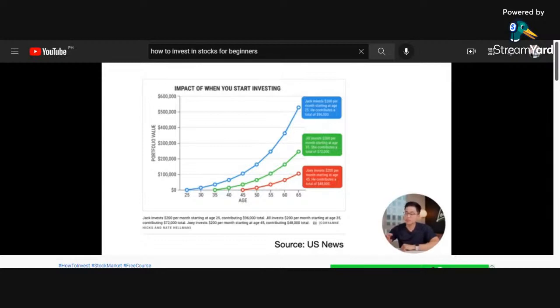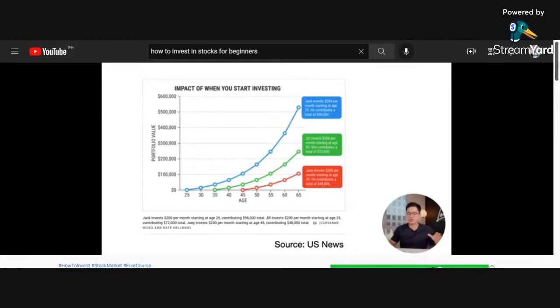Then you have Joey, who invests $200 per month starting at age 45, a whole 20 years after Jack. He contributes a total of $48,000. If you look at the growth from when they start investing to the age of 65, you can see how drastically different their portfolio values are. Jack only invested $96,000, right? But now his portfolio is valued at over $500,000. Whereas Joey, on the other side of the spectrum, invests $48,000, half of Jack, but he only has a portfolio value of $100,000.